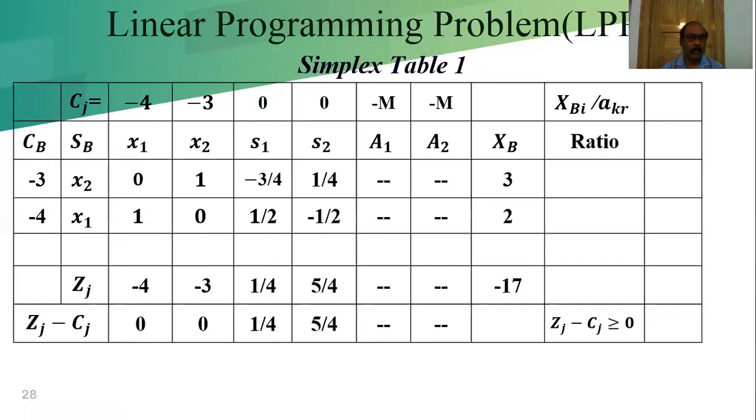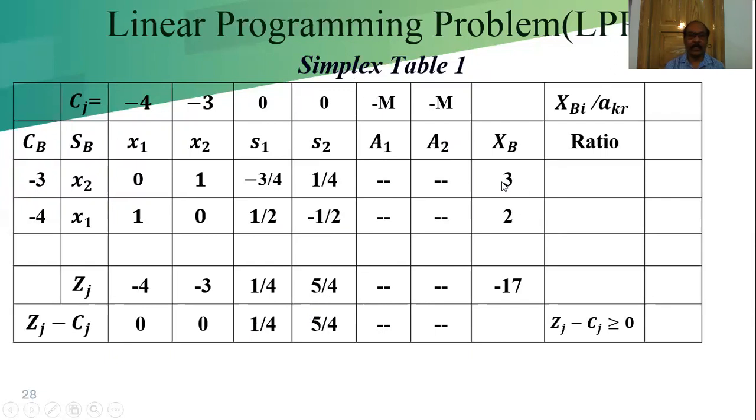8, 1. So from that we are getting 1 by 4. After calculation, 1 by 4 minus 0 is 1 by 4. And from this it is minus 3 by 4 and it is 8 by 4 by 2, that means plus 2. From that we are getting 5 by 4. 5 by 4 minus 0 is 5 by 4. This 2 we should not calculate because A1, A2 already departed from the basis.